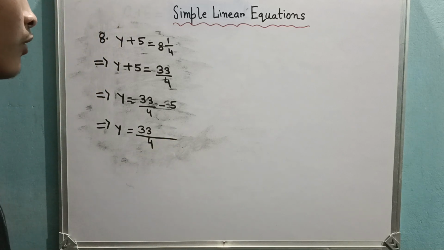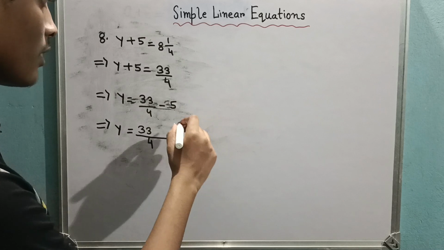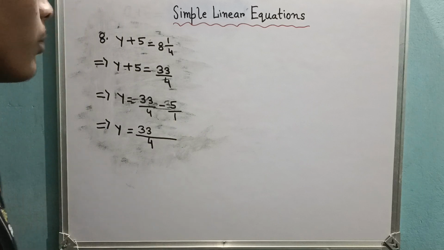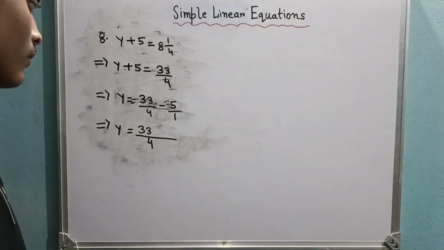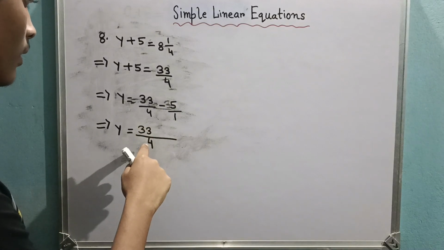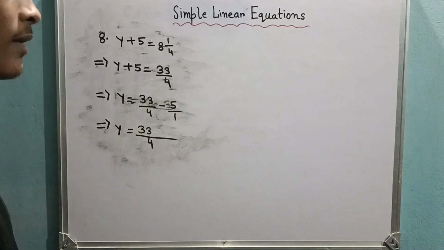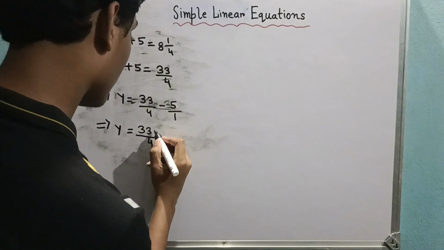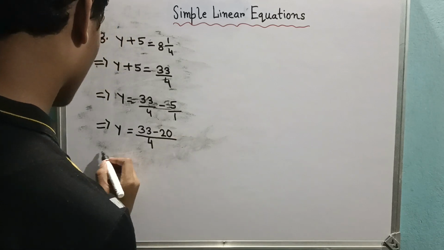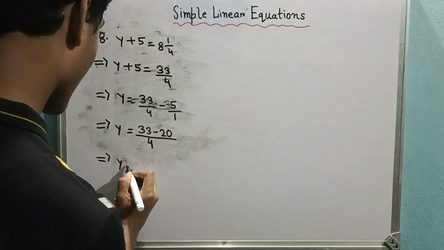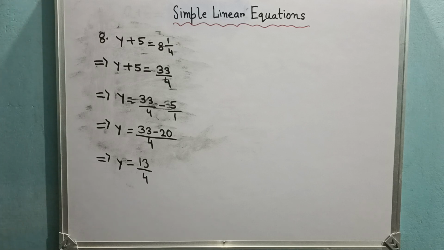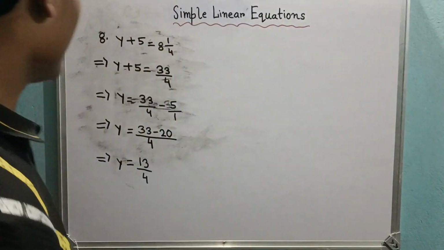Now guys, I will give you advice to avoid common mistakes. When there is no denominator in a natural or integer number, put a 1 in the denominator. It will look easier for you, because here if I do 4 divided by 1, it will remain 4, and 4 into 5 will be 20. So 33 minus 20 can be written as y is equal to 13 by 4. So this is the answer of this sum. Okay, let's see what we have next.